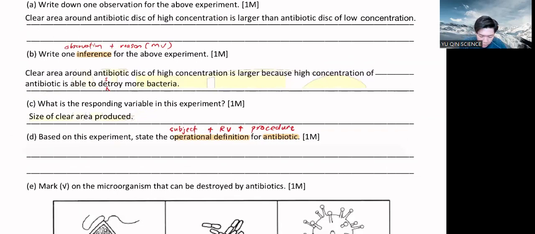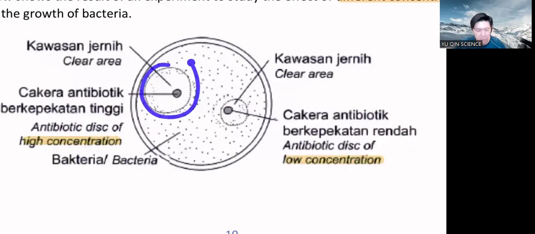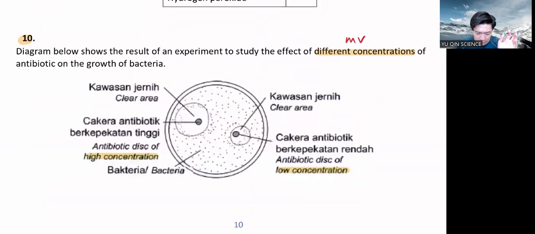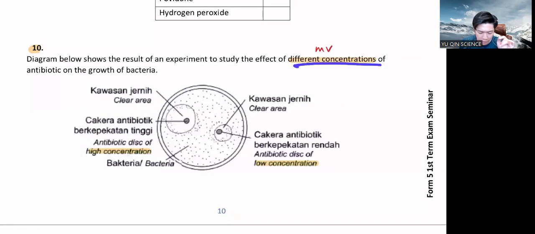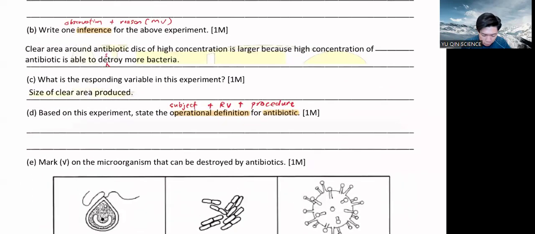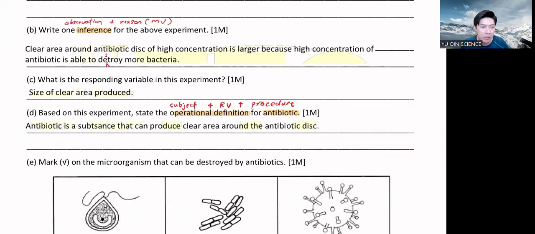So antibiotic is something that can produce or create this clear area. Procedure is when different concentration of antibiotic is placed on the petri dish. Your procedure is more like the behind part, what you do, you place into the petri dish. So make sure you use this one. You're responding: antibiotic is a substance, it's a medicine, it's a material that can produce clear area.